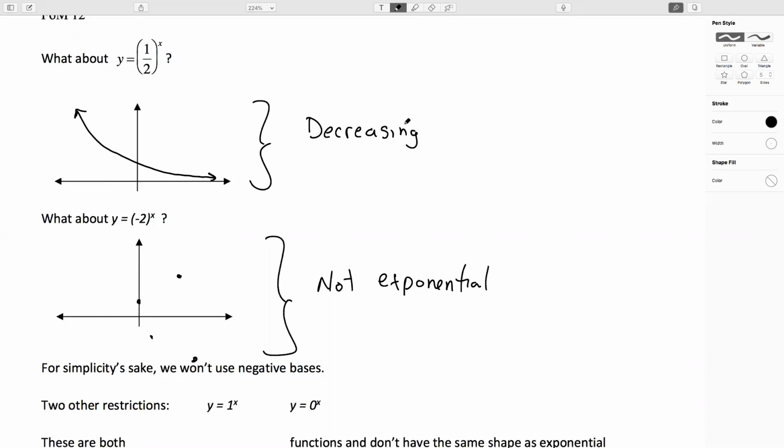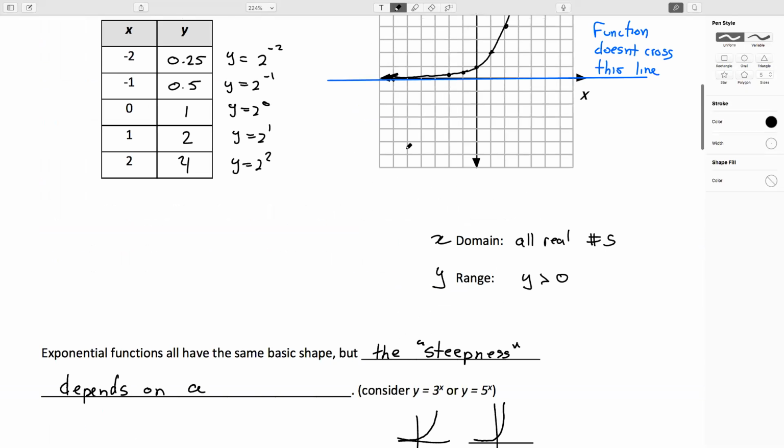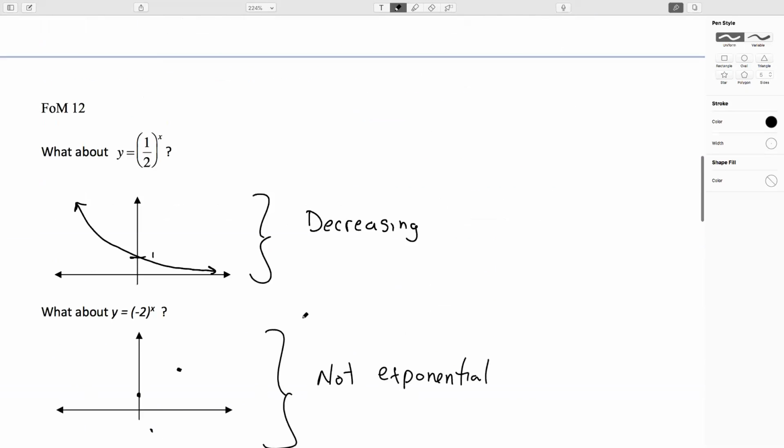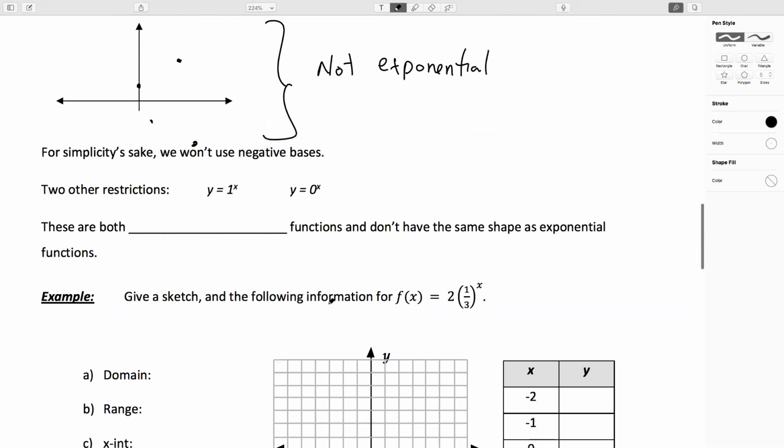One thing I didn't really point out is that anything to the power 0 is always 1. So regardless of what your base is, if you don't have a number being multiplied out front, you will always have a y-intercept of 1. And you'll see that here, and you'll also see that here. For simplicity's sake, we won't use negative bases. So we're going to have a couple restrictions here.